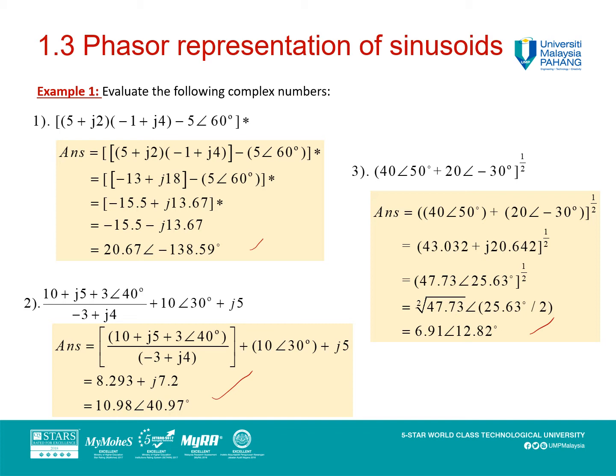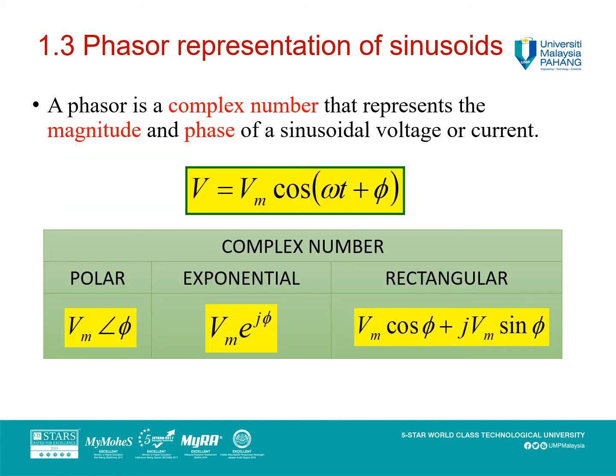Okay, next. Now a phasor is a complex number. You have the equation, for example here, v(t) equals Vm cos(omega t plus phi). This represents a cosine function. So we convert into polar form like this, we convert into exponential form like this, and we convert into rectangular form from the trigonometric form like this.